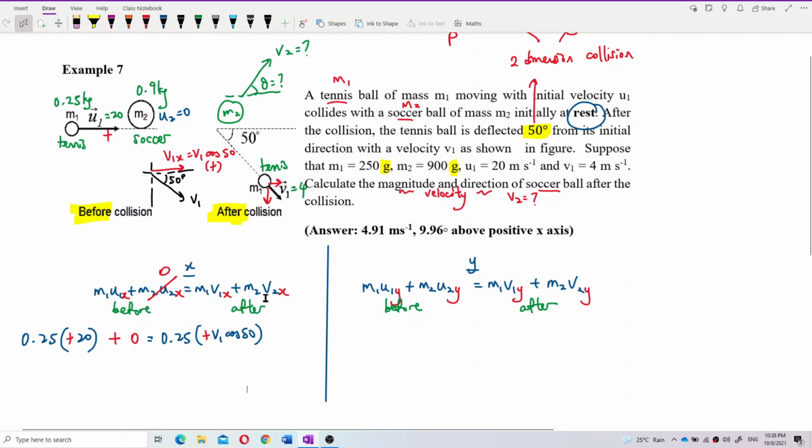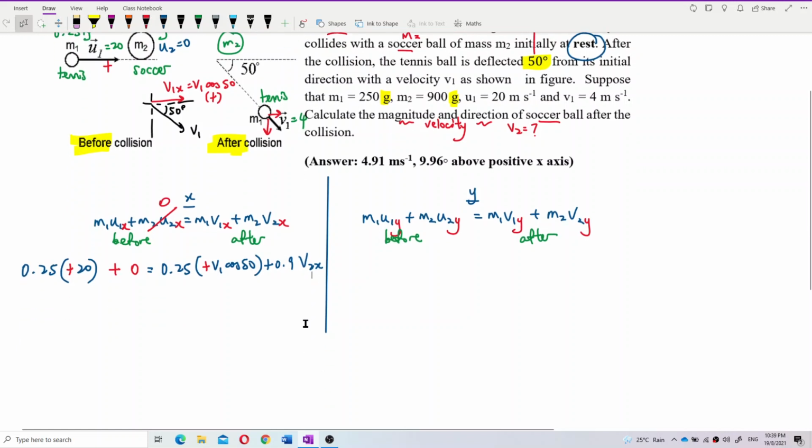And then look at the soccer ball M2. M2 is 0.9 kilogram, so just write 0.9. And then the V2 we just put as V2x. Later, you actually have two ways to write this. We either write V2x or we write V2 cos theta. Okay, never mind. We put V2x first. This is just the x component of velocity 2.